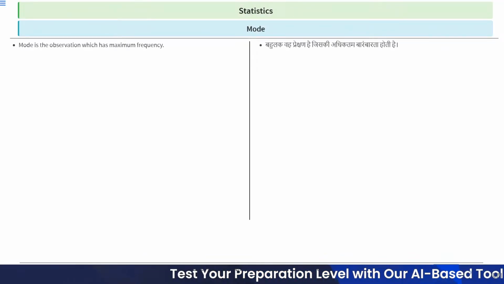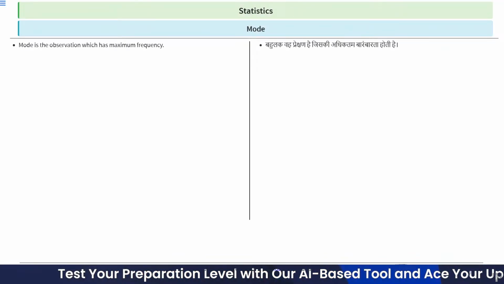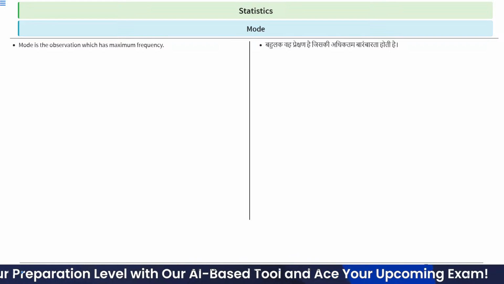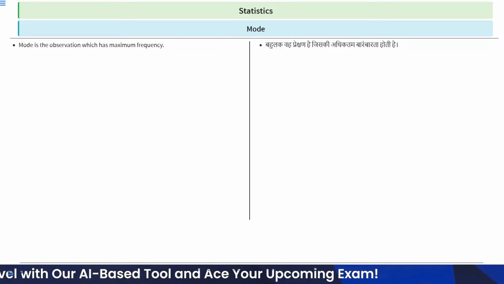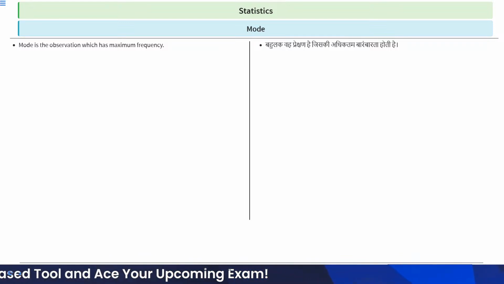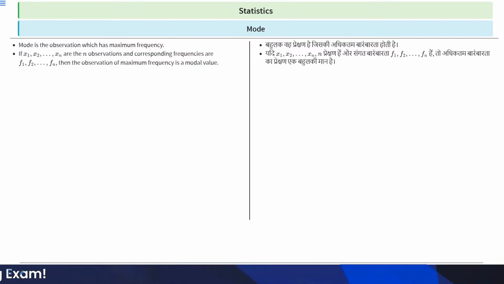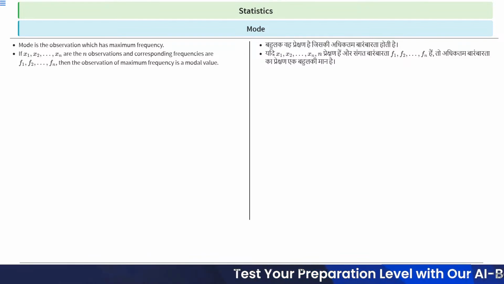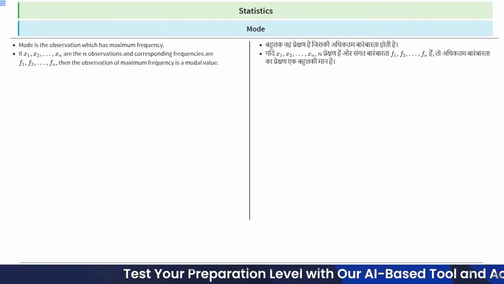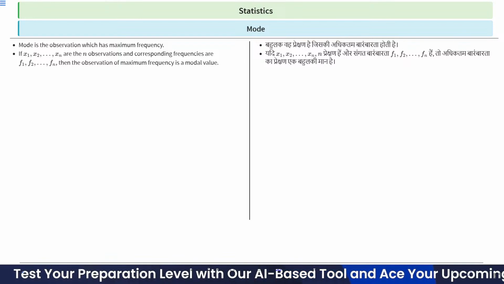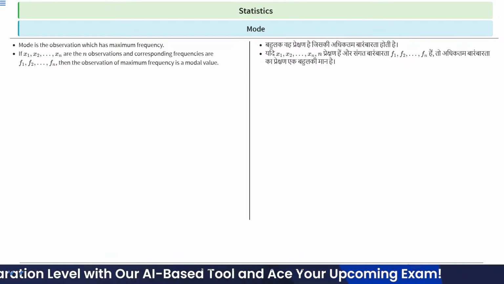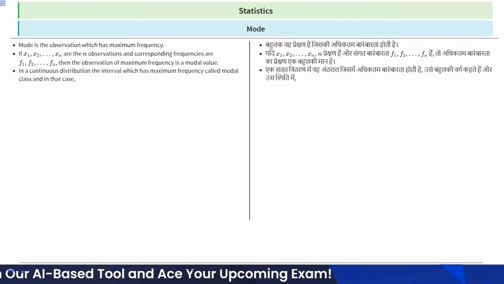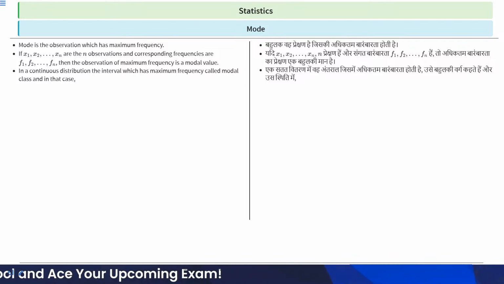Next, mode. Mode is the observation which has maximum frequency, right? So mode is that observation which has maximum frequency. If x1, x2, x3 till xn are the n observations and corresponding frequencies are f1, f2, f3 till fn, then the observation of maximum frequency is the modal value, right? In a continuous distribution, the interval which has maximum frequency is called modal class.